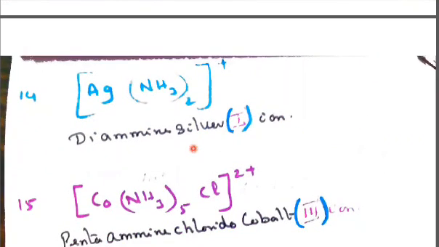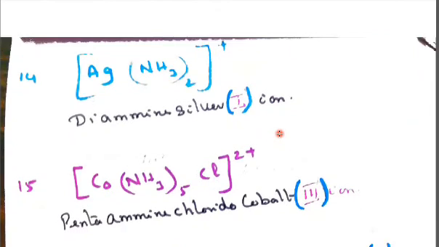Next example, [Ag(NH3)2]+. Here it has a plus charge, so what should we end with? ion. Here 2, it is a neutral unidentate ligand, so say first the number di, then the name of the ligand, ammine, then the central metal ion silver. That valency is 1, so plus 1 is to be written as Roman numeral I. It is a charged complex, so we should say ion, whether plus charge or minus charge.